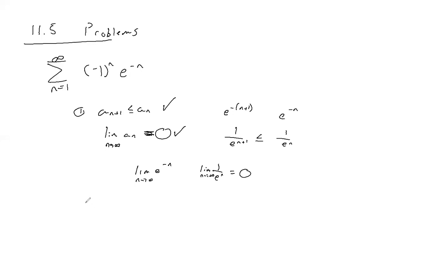So what does my alternating series test tell me? As long as these two conditions are satisfied, let's call them A and B, boom, my series is going to be convergent. So now step 2, let's conclude. By alternating series test, the series is convergent.